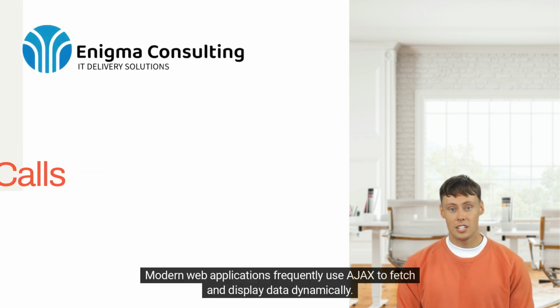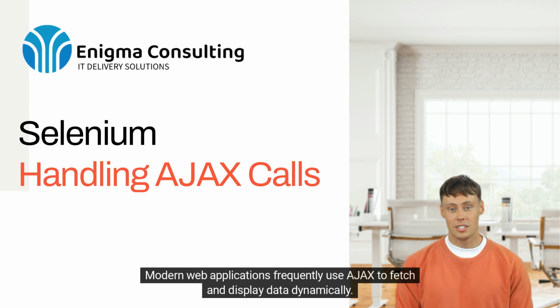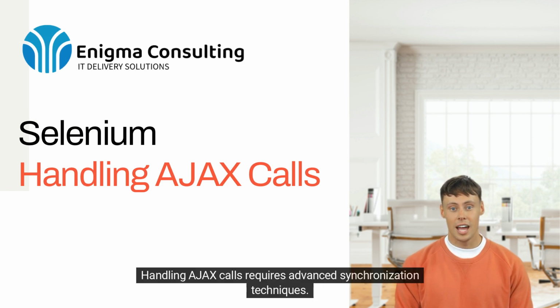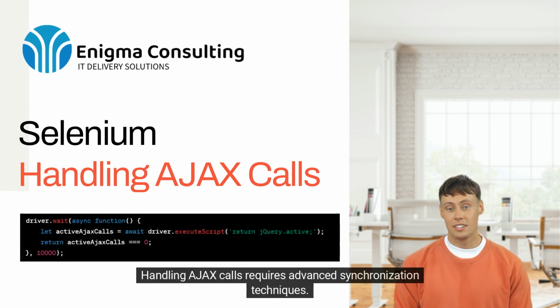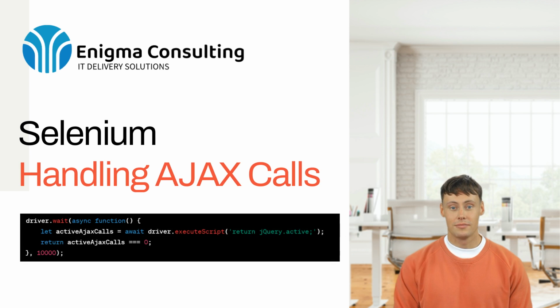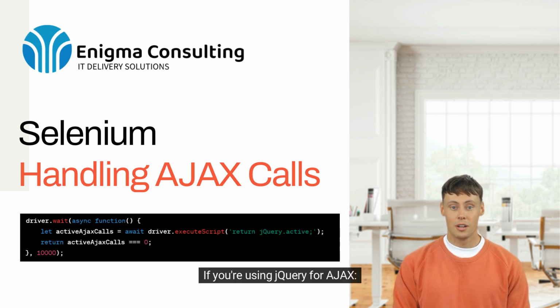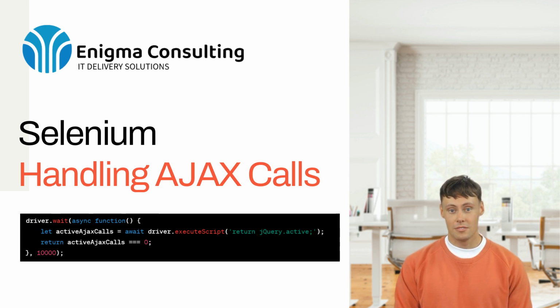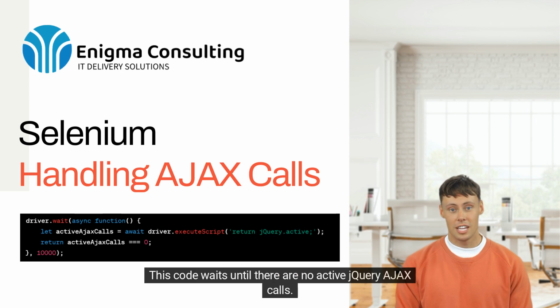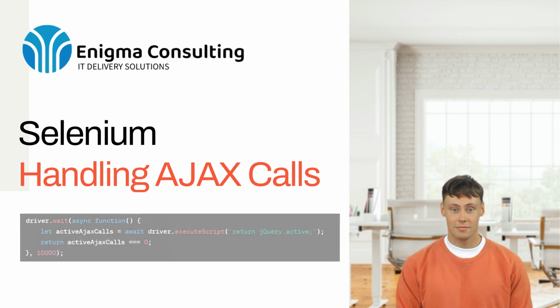Modern web applications frequently use AJAX to fetch and display data dynamically. Handling AJAX calls requires advanced synchronization techniques. One approach is to wait for the active AJAX calls to complete. If you're using jQuery for AJAX, this code waits until there are no active jQuery AJAX calls.